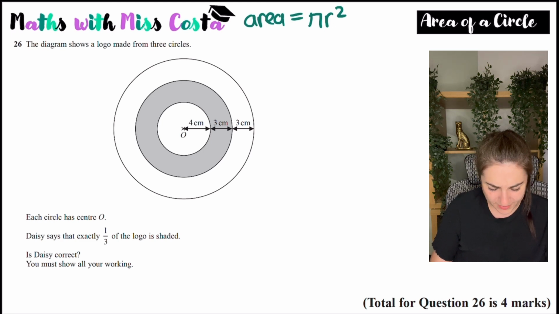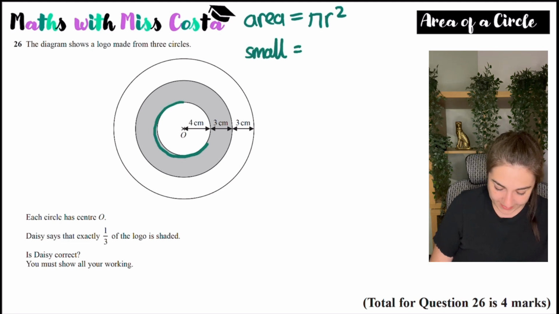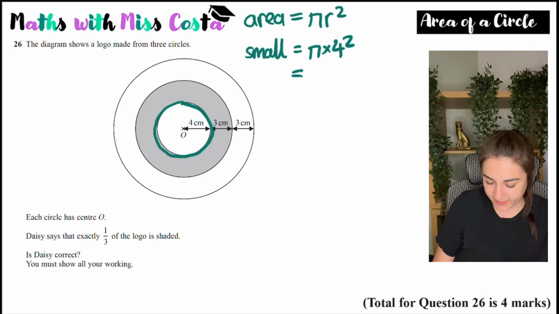Is this non-calculator? It must be. Okay, so yeah, it's just going to be a little bit tricky, and we're going to have to work with pi. So hopefully you're comfortable with working with pi. So I've got the small circle, which is here, and that has a radius of 4. So I'm going to do pi times by 4 squared. 4 squared is 16, so that would simplify to 16 pi.